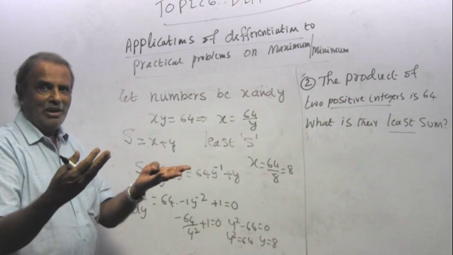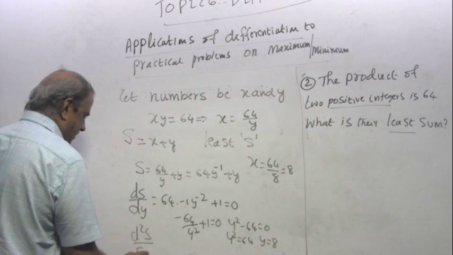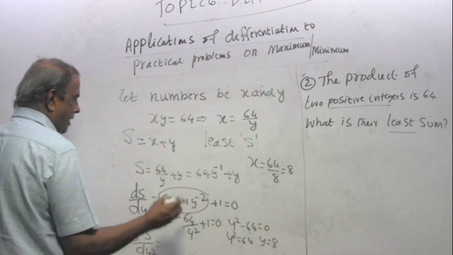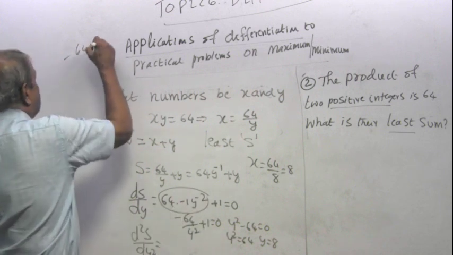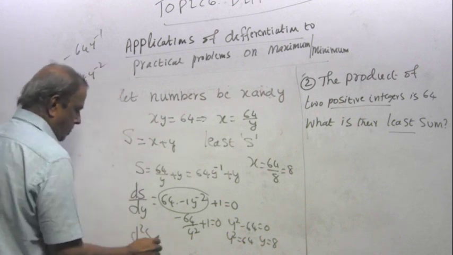Yeah, I don't have to tell you. Good. So, d squared s by dy squared. Look, when I differentiate this, I get minus 64 y power minus 1 gives you plus 64 y power minus 2.